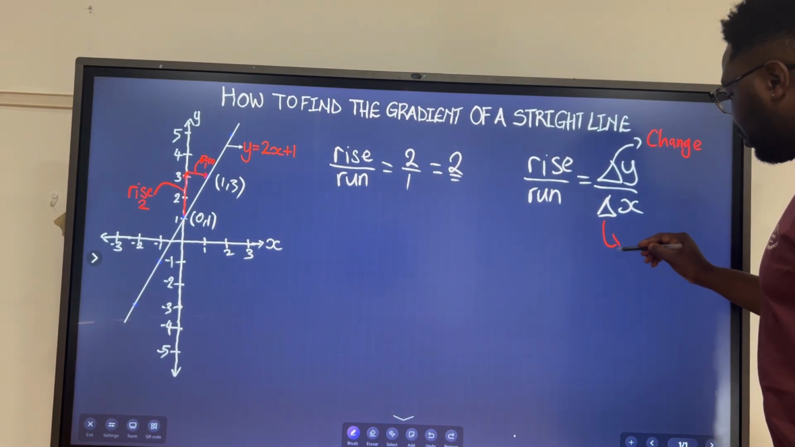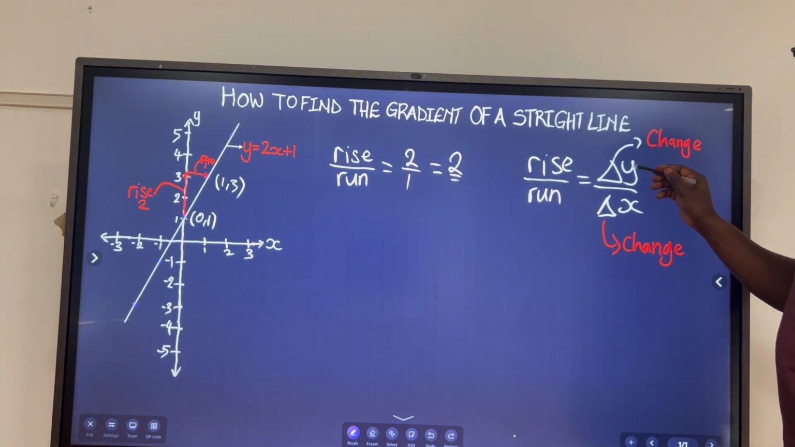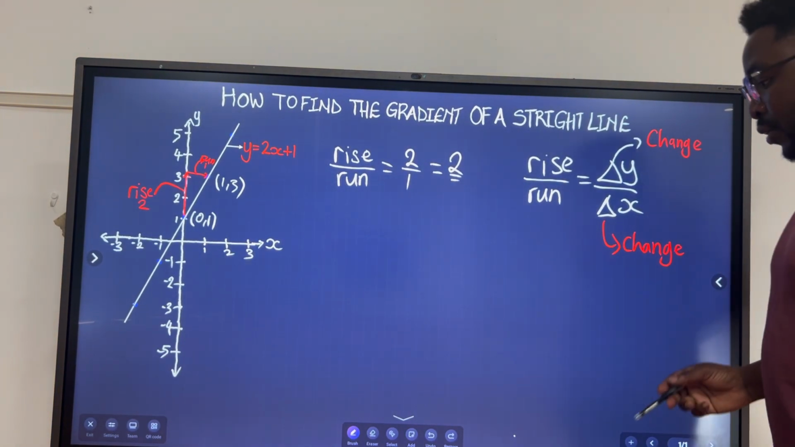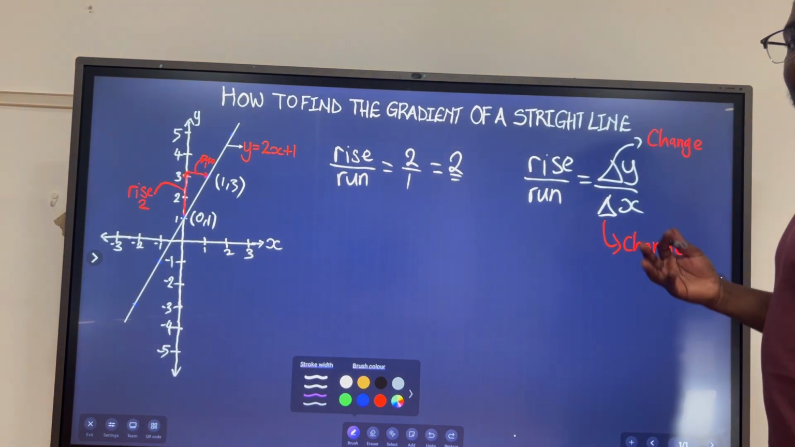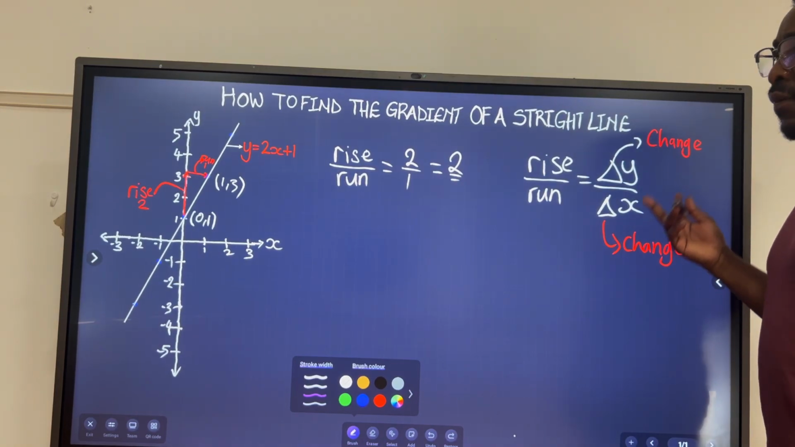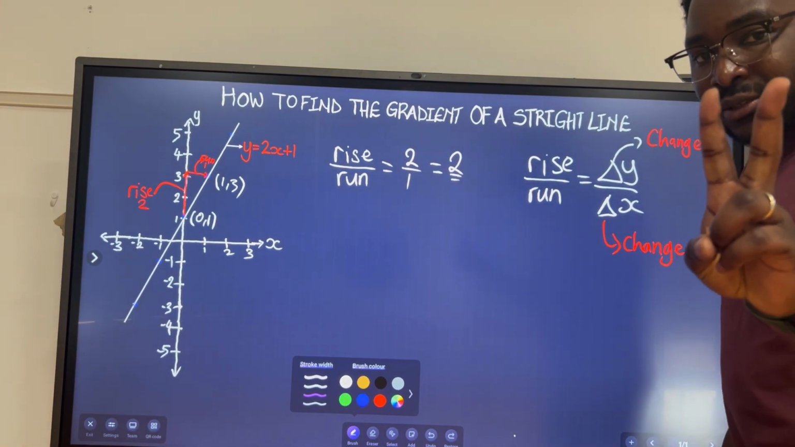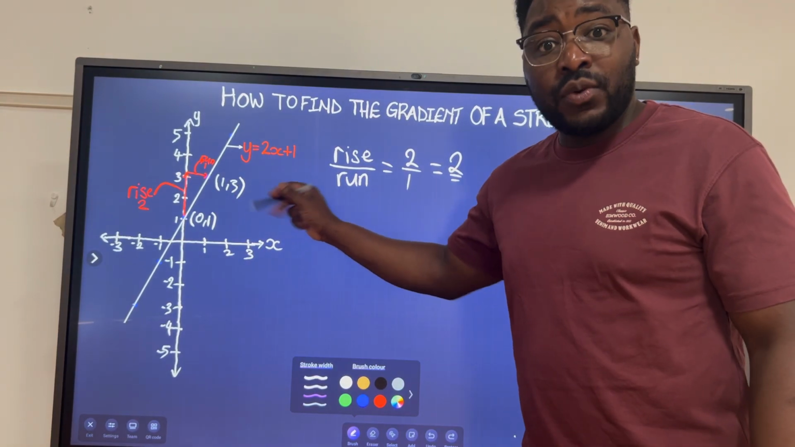Change as well, yes? Change in y and change in x, right? So then we are now asking ourselves, what does Mr. Salimata mean by change in y and change in x, right? Now remember, we picked 2 points, 0, 1 and 1, 3, right?